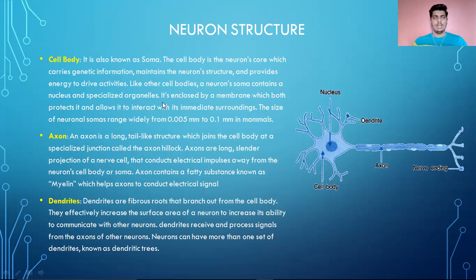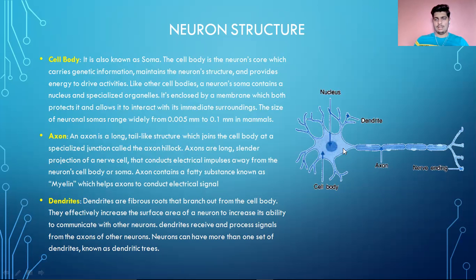It's enclosed by a membrane which both protects it and allows it to interact with its immediate surroundings. The size of neural somas ranges widely from 0.005 mm to 0.1 mm in mammals. And then we have the axon. The axon is a long tail-like structure which joins the cell body at a specialized junction called the axon hillock.